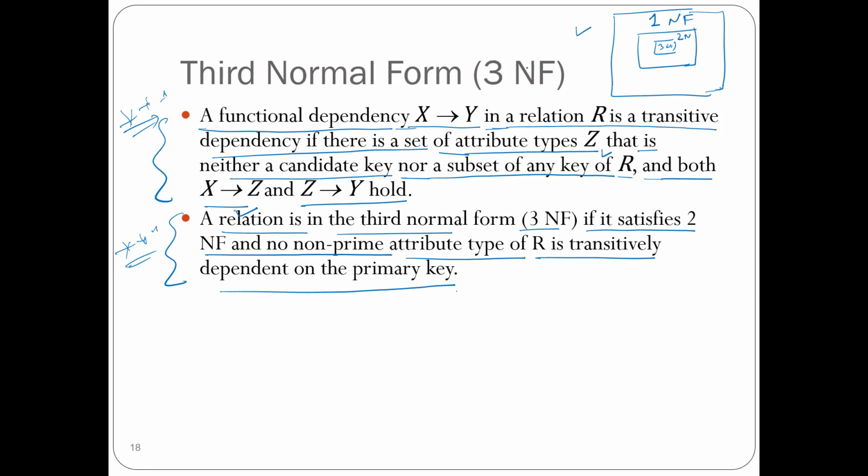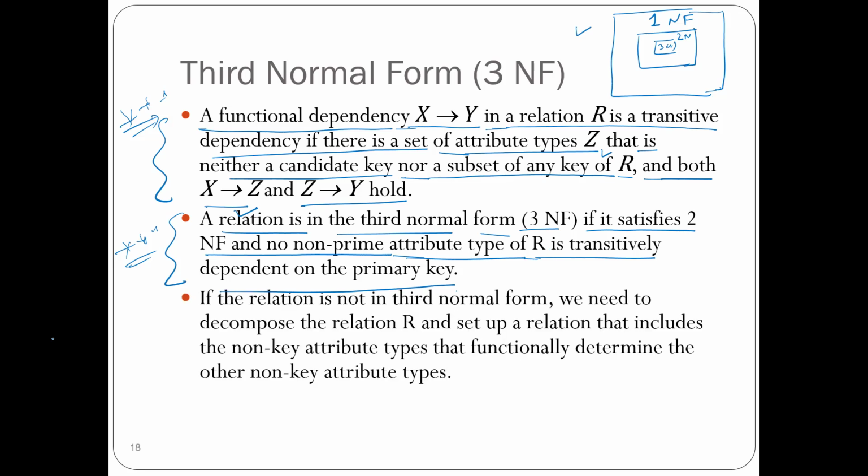So a relation is in third normal form or 3NF if it satisfies 2NF and no non-prime attribute type of R is transitively dependent on the primary key. For this also we will need an example. Now before we go to the example, let's see what we will do if a relation is not in third normal form. If the relation is not in third normal form, we need to decompose the relation R and set up a relation that includes the non-key attribute types that functionally determine the other non-key attribute types, right?